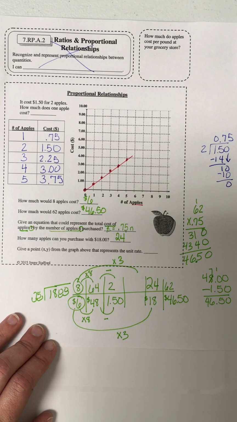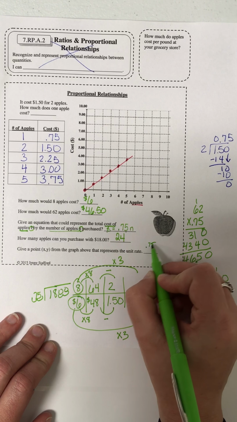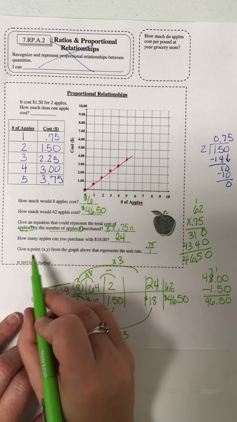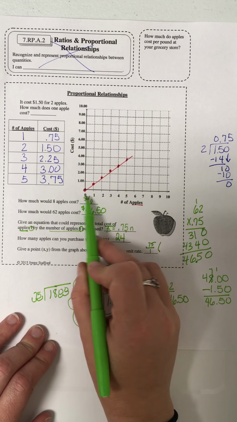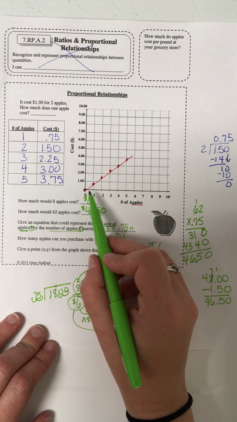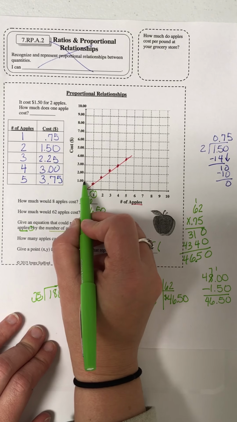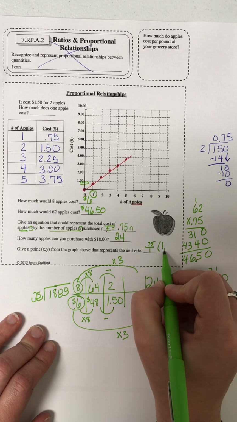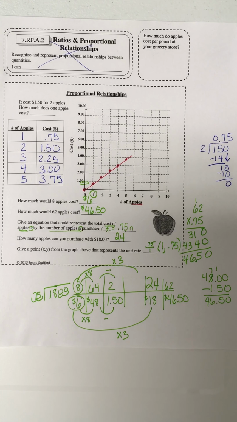Give a point x, y from the graph above that represents the unit rate. What does unit mean? 1. So a rate is a ratio, a unit rate. So that'd be 0.75 over 1, but it wants you to give the point as x, y. X is your horizontal axis always. So your x-axis would be 1, and your y point would be 0.75. So we would say 1, 0.75. Okay? And we will go over this more in class tomorrow.